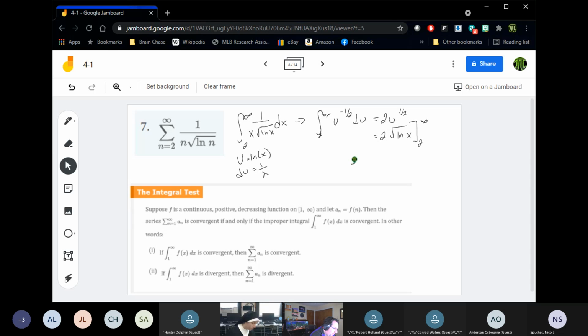So if we look at that, I have 2 square root of ln of t as the limit as t goes to infinity, minus 2 square root of ln of 2. If I look at that first piece, as t goes to infinity, what's going to happen to that first part? Square root of ln of infinity is really infinity. So this whole series goes to infinity. Therefore, it diverges, so the series diverges based on the integral test.